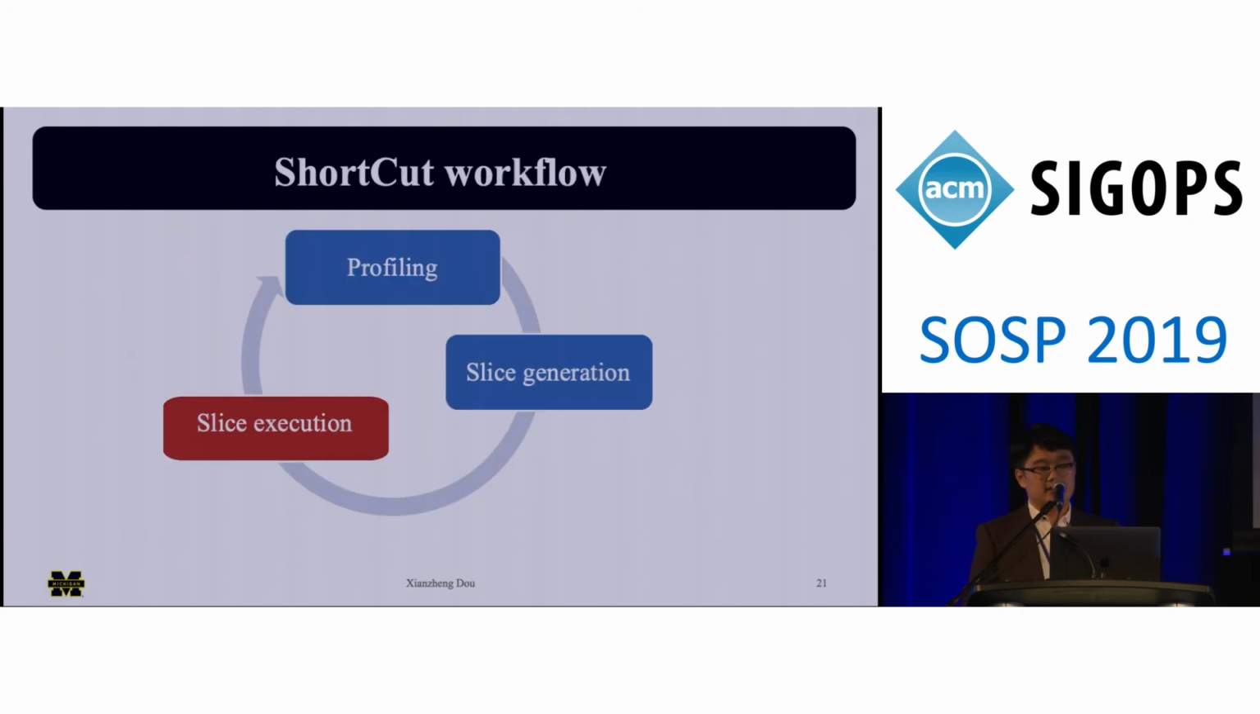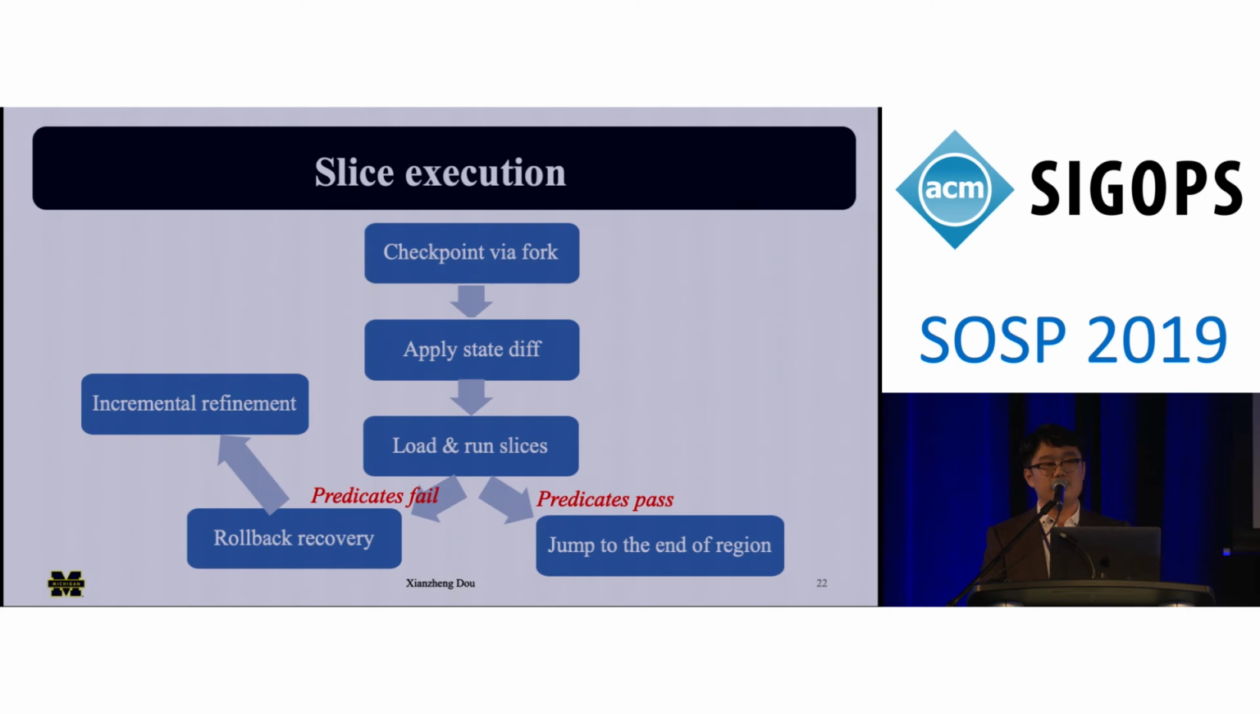Okay, now with the slice, we can actually try to accelerate for the next execution. As I said, we will start from checkpointing with a fork. Then we'll load the state diff, apply it, and then load the slice, run the slice. If every predicate succeeds in this slice execution, we can safely jump to the end of the code region. If any predicate fails, we will trigger transparent rollback recovery, so there is no impact on the user side.